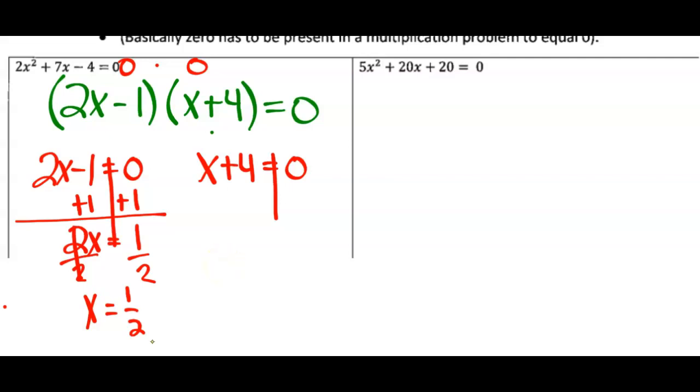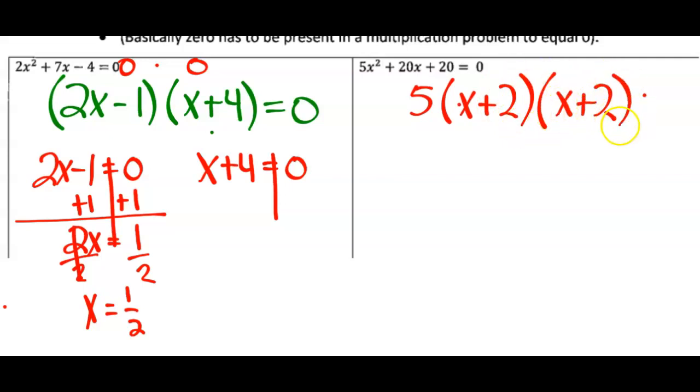And then take our solution from the problem that we just did. 5 times x plus 2 times x plus 2 equals 0. Since these are the same, how many solutions do you think we're going to have? Probably only one, because we're going to get the same solution for both of those. Find that solution. What is it? And you can check your answer on Schoology.